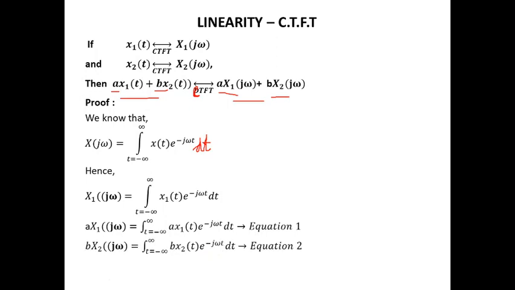Next, similarly you have to do it for the second signal. So again the second signal x2 of j omega will be equal to the integration, and then multiply it together by means of b, right? So that will give rise to equation number 2. Now add equations 1 and 2. When you add them, you will be getting on the left hand side a x1 of j omega plus b x2 of j omega, and then correspondingly here you will be getting a x1 of t plus b x2 of t, and this will be equation number 3, right?